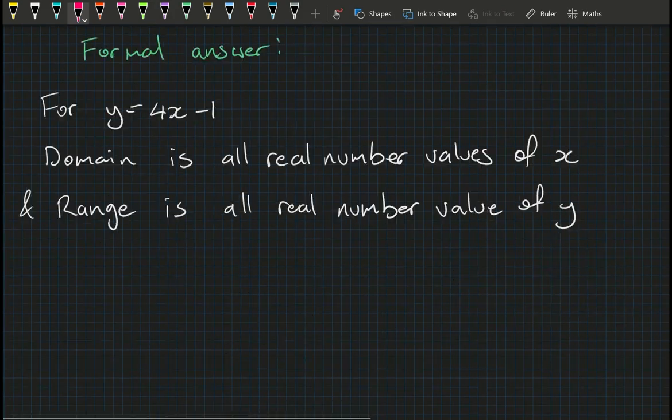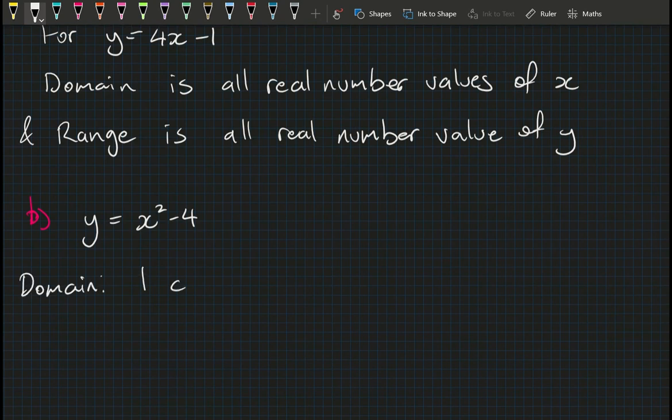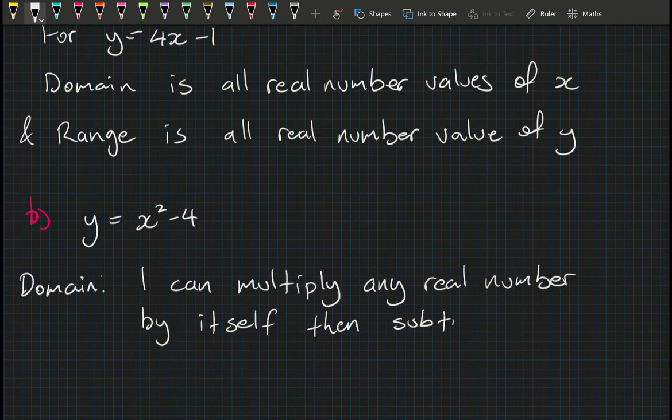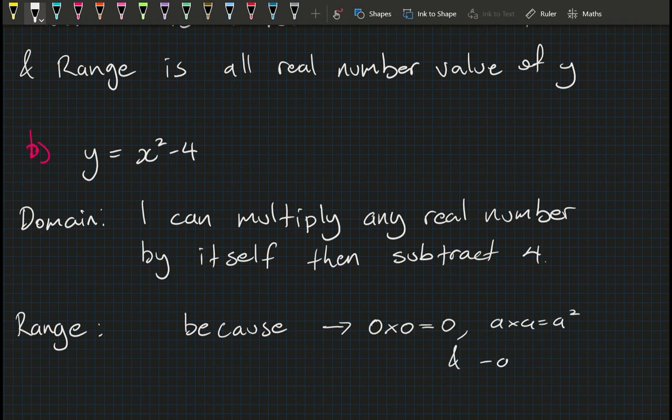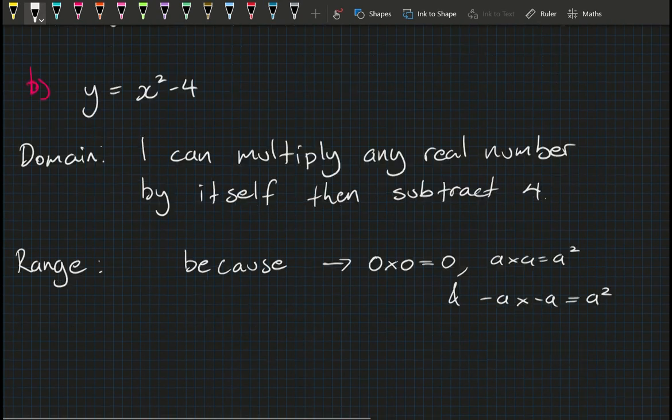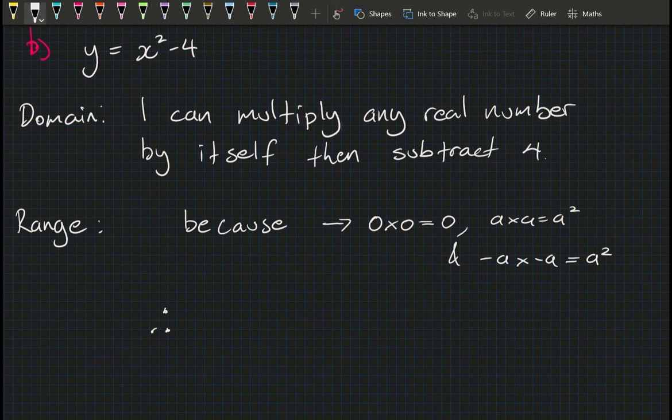Alright, part B, we've got y equals x squared minus 4. And once again, when thinking about the domain, you're able to multiply any real number by itself and then subtract 4. So that's fine. But for the range, we're going to do a bit more thinking. And because 0 times 0 is 0, and a times a is a squared, and minus a times minus a is also a squared, this means that whatever x we have, x squared is going to be greater than 0. Well, greater than or equal to 0.